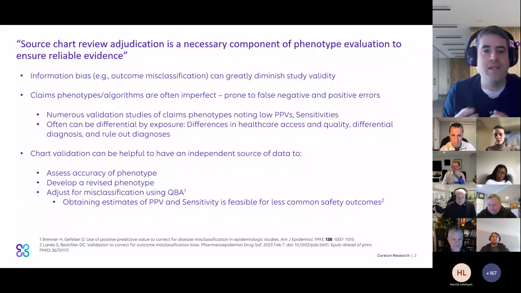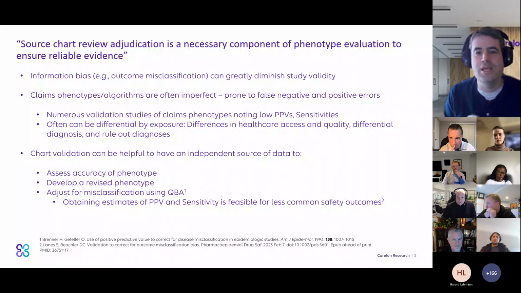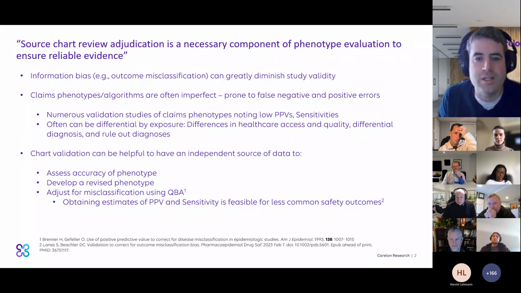So I think the idea behind chart validation is we're concerned about information bias, and in particular outcome misclassification. We know that this can greatly diminish study validity when we think about our safety or effectiveness related studies or comparative studies. It can bias results to or away from the null in either direction, and sometimes greatly if there's a lot of bias. We know when working with claims data and developing phenotypes, these are often imperfect. It's prone to both false negative and false positive error.